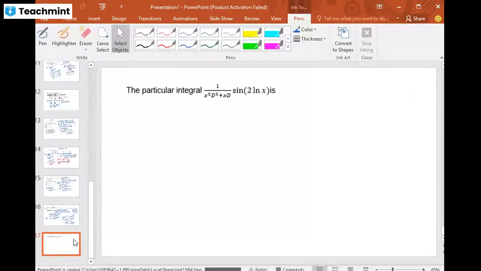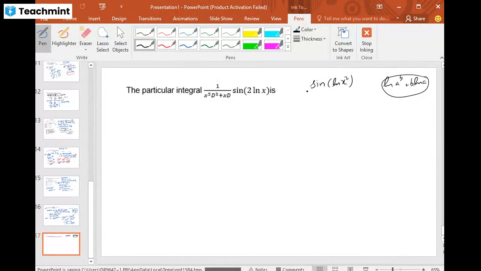Okay, now one more problem here. The question is we need to find out the particular integral. The question may be given in this way, like sine of log of x square. Log of x square can be written as 2 times log x using the property of logarithmic function: log of a raised to power b is b times log a. Okay, so again you can see here the power of x and the order of derivative is same.